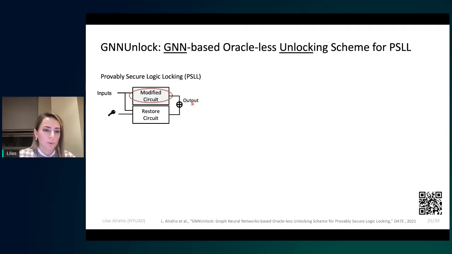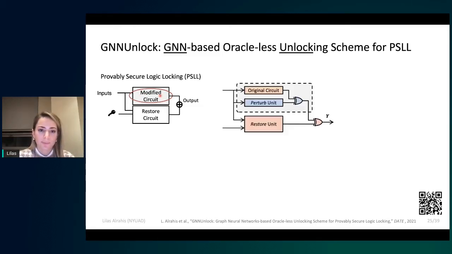If we have the correct key, the secret key in place, it will cancel these injected errors, and we will get the correct output. So now an attacker can trace the key inputs by tracing the secure memory on the chip and see where these key inputs are connected to. An attacker can then isolate and remove this restore circuit because you can see it is just connected via one point to the circuit. However, if the attacker removes the restore circuit, they are not going to end up with the original circuit. They will end up with a modified circuit, which is not what the attacker desires.